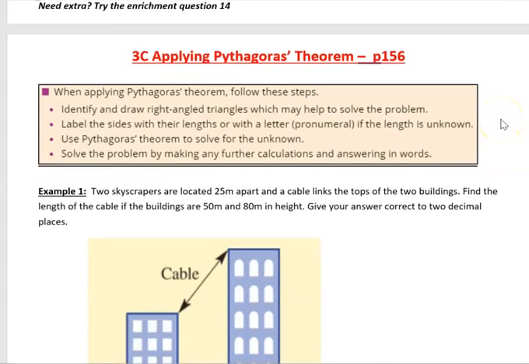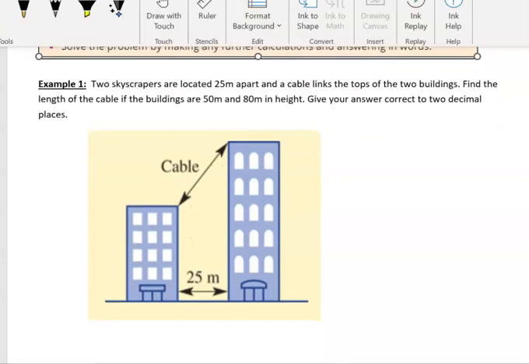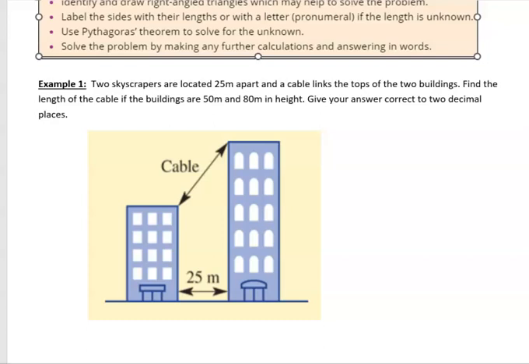Okay, let's look at a somewhat practical application of Pythagoras' theorem. When you are presented with a problem, and I've made my picture a little bit bigger, we want to identify and draw the right angle triangles which we can use to help solve this problem. So that's our first thing: we need to figure out exactly where these triangles are, because we need the triangles to use Pythagoras.